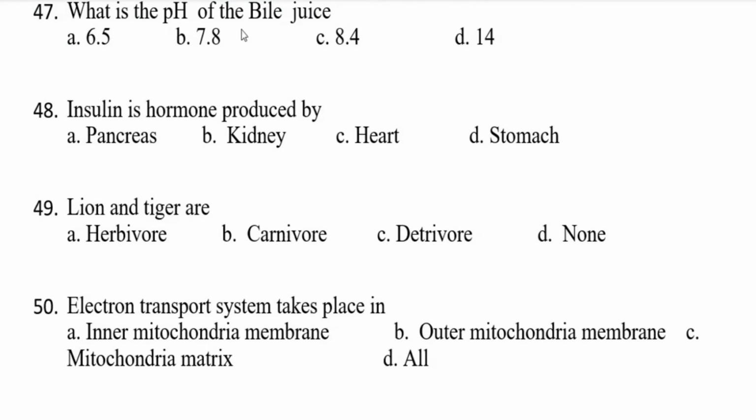What is the pH of bile juice? Actually, where is bile juice present? If you have the idea that this is the stomach, and this is the duodenum, here is the liver. The liver produces the bile, which is present in the gallbladder.